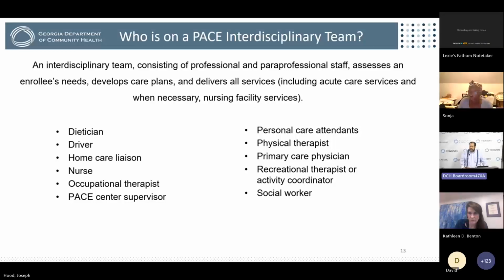So who is on a PACE interdisciplinary team? Professionals and paraprofessional staff. They do those things we talked about, developing the plan of care, doing the assessment, and delivering services. They are acute care services, nursing facility services. Typically what we see is a dietitian, a driver, home care liaison, nurse, occupational therapist, PACE center supervisor, personal care attendants, physical therapist, primary care physician, recreational therapist or an activity coordinator, and a social worker making up that interdisciplinary team.